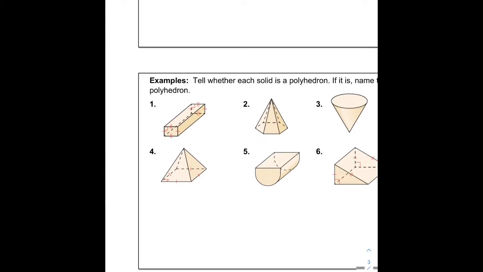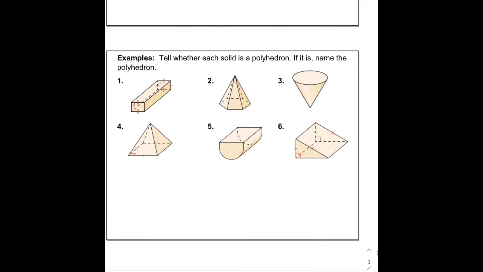So you're asked to tell which solid is a polyhedron, and if not, name it. We can immediately X out 3 and 5. 3 and 5 are not polyhedra because there is some circular element to them. Now, number 3 is specifically a cone. That's just for your information. Number 5 really isn't anything. It's, I guess, half a cylinder.